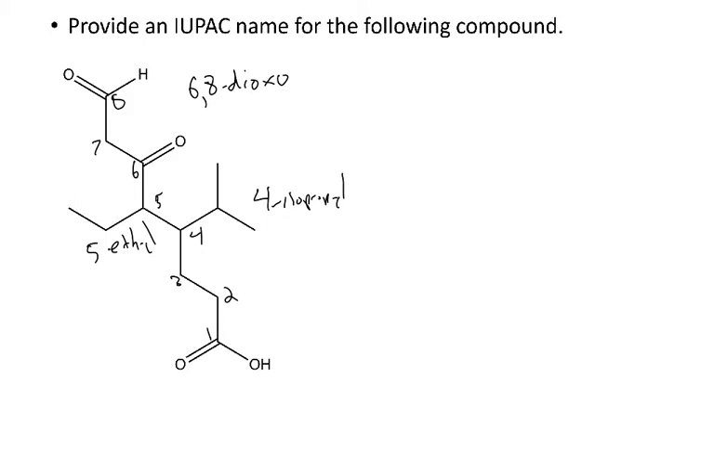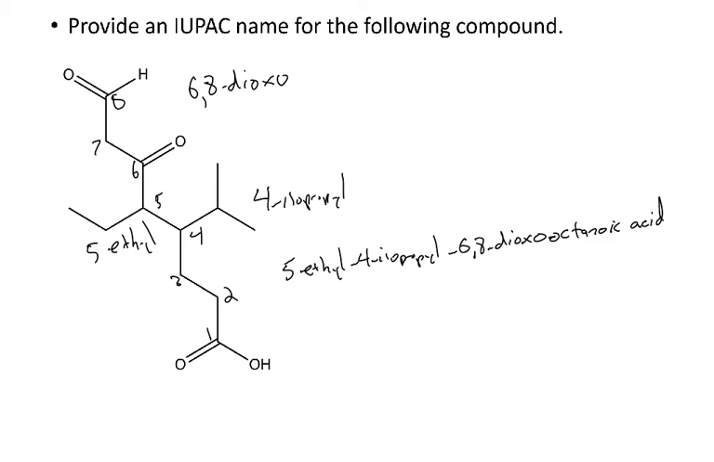for the final name, I would have 5-ethyl, 4-isopropyl, 6,8-dioxo. Of course, when we're alphabetizing, I don't use the di-. I'm going by the O from the oxo. And then I have 8 carbons. And so then it would be octanoic acid.